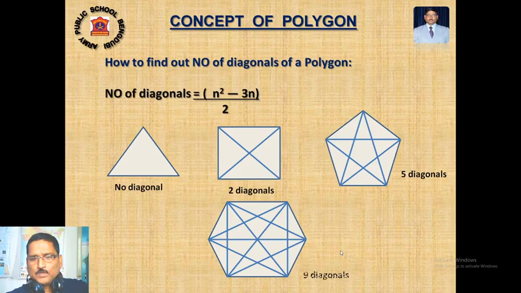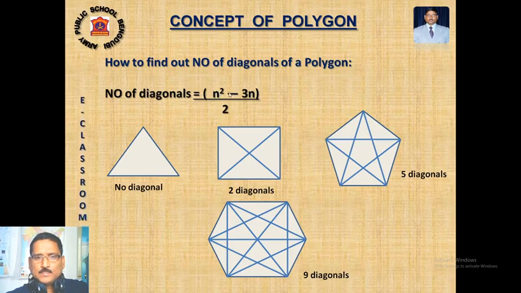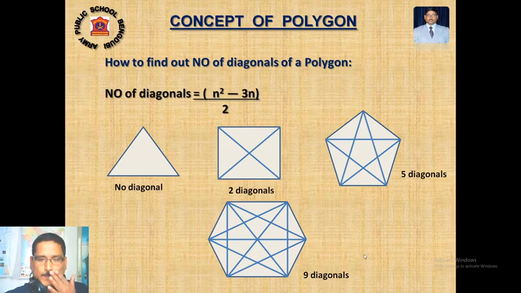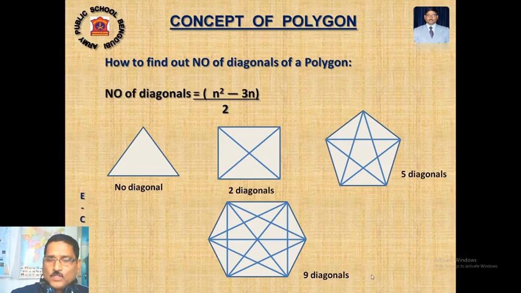Okay. Now if I follow this formula, hexagon means 6. 6 sixes are 36. 36 minus 3 into 6 is 18. 36 minus 18 equals 18. 18 divided by 2 is 9. So in case of hexagon, the number of diagonals is 9. Clear? Any doubt? So you can follow an activity also with the pen and paper method. You can find out the number of diagonals and you can follow the formula also.